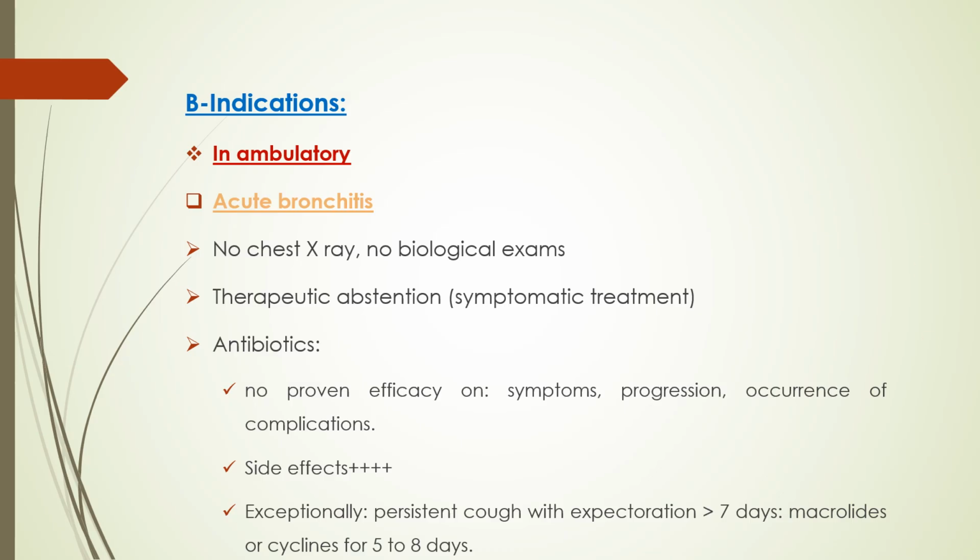So, if we have an outpatient treatment, if we suspect an acute bronchitis, we do not have to ask for chest X-ray and we do not ask for biological exams. We have to give the patient just symptomatic treatment, no antibiotics, because mostly these infections are due to viruses. And exceptionally, if we have a persistent cough with expectoration more than 7 days, we could give him macrolides or cyclines for 5 to 8 days.